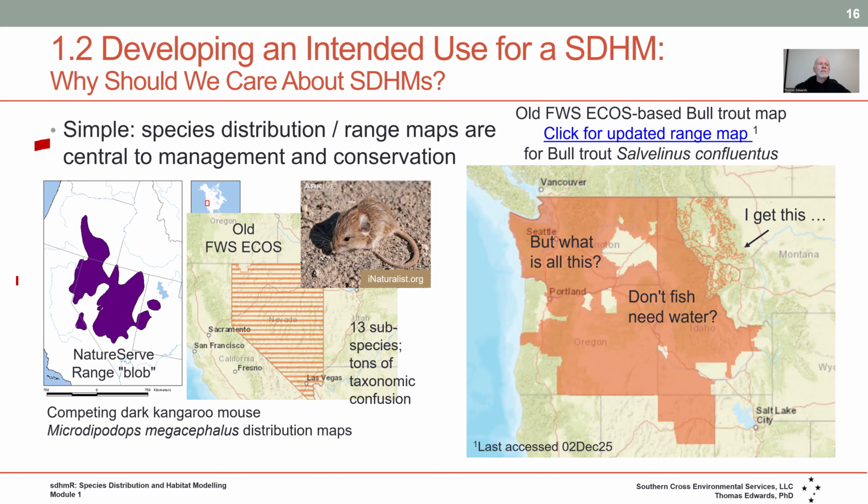Now, what you're going to see when you actually go out and examine these is a host of, I should say breadth of, different types of distribution, range maps, habitat maps. For example, this is what I commonly refer to as the blob distribution. This right here is the land tenure distribution. And this is for the dark kangaroo mouse. It also has 13 subspecies, so there's tons of taxonomic confusion right here.